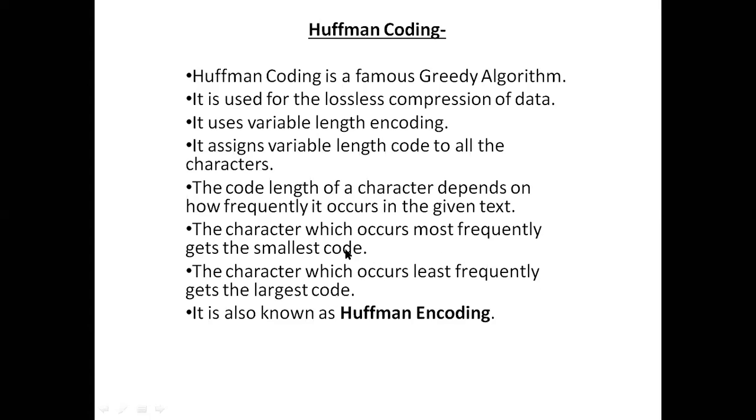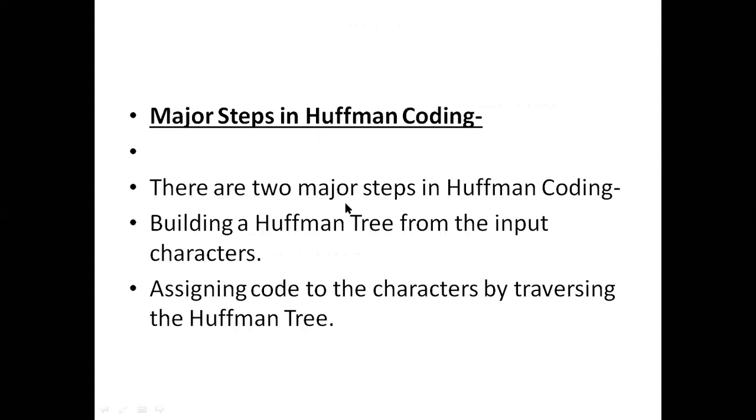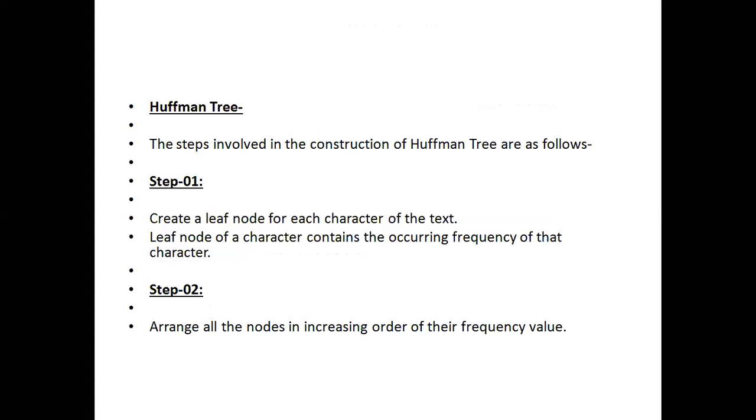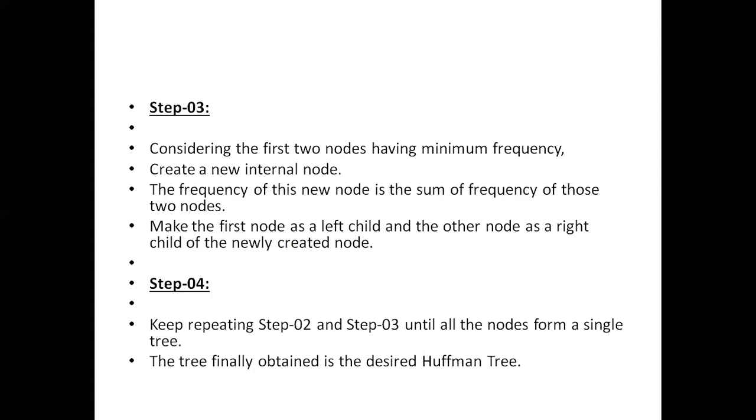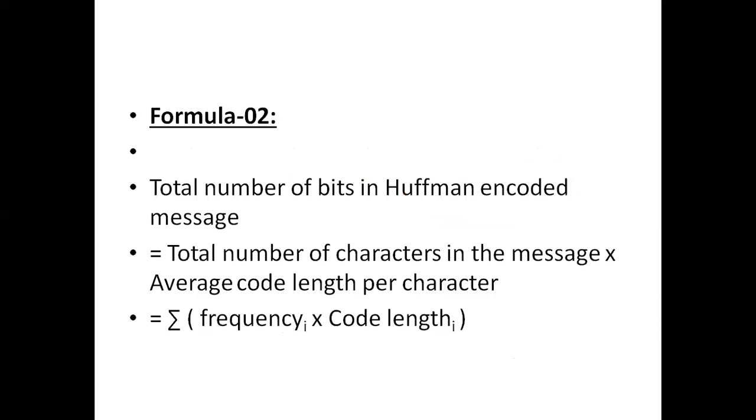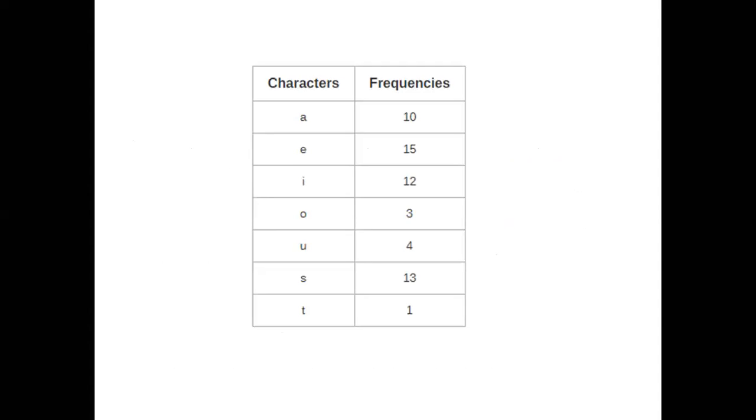So now let's understand from the example. Ultimately you have to understand that we are doing a compression of data using variable length encoding. So let's start the process. Okay. So in the example a table will be given like this, characters and its frequencies. You can see here character A frequency is 10, E 15, I 12, like that. So in the example you will be given the whole table like this and you will be asked to create a Huffman tree.